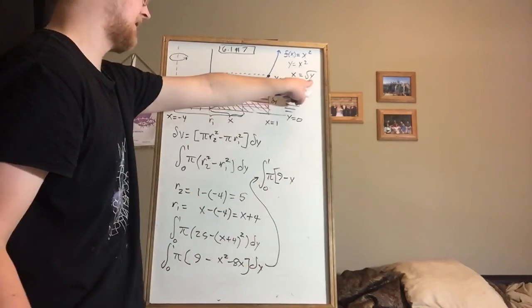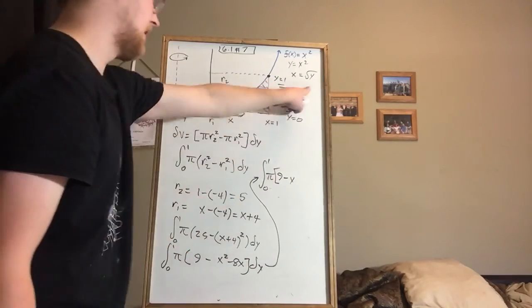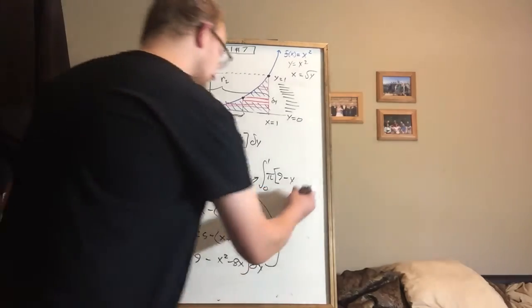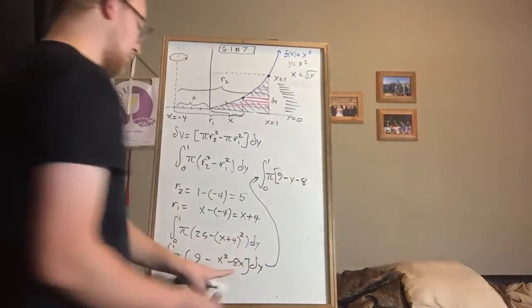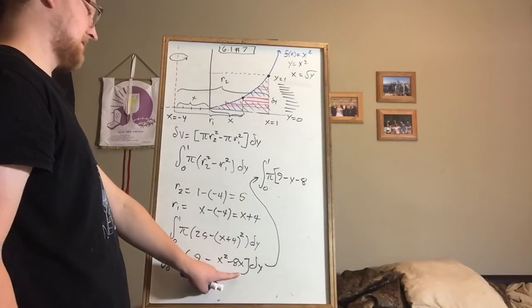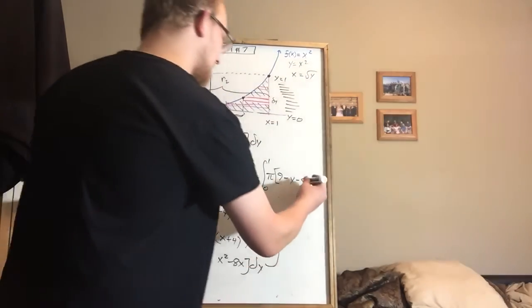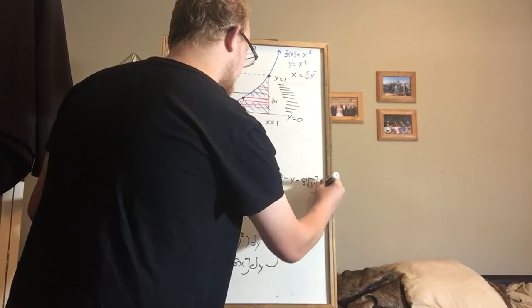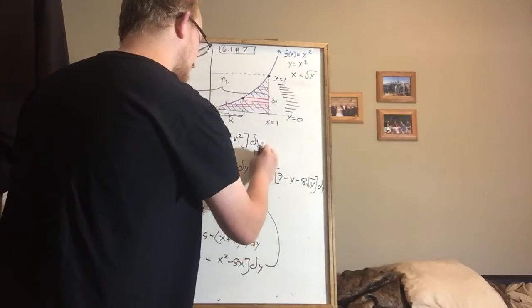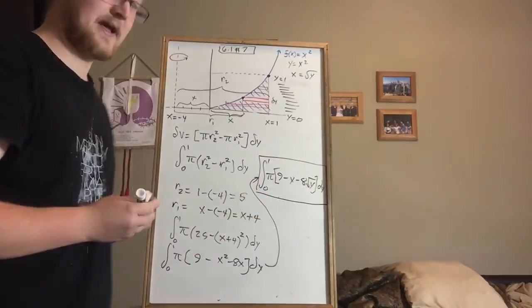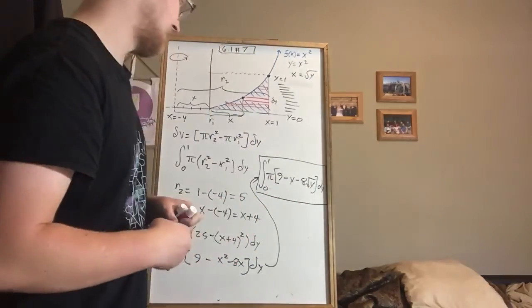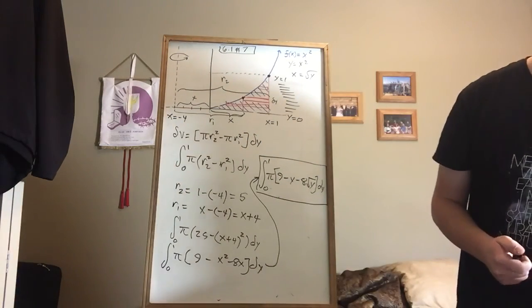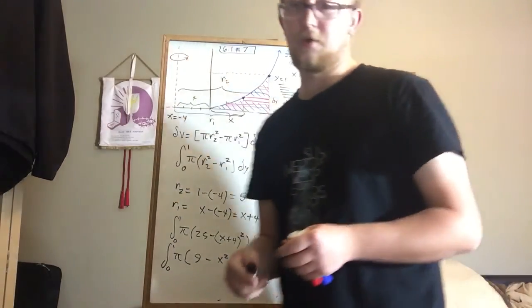Just think about that. If we plug in root y for x, root y squared is y. So we're subtracting y. And then we're subtracting 8 times x, and x is equal to root y. So we'll just plug in root y there. And we're integrating with respect to y. And so that is our setup. Let's see if it's right. 9 minus y minus 8 root y from 0 to 1 with respect to y.